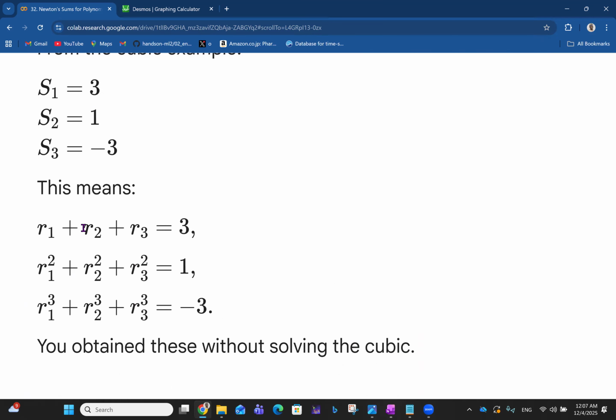So here you have the roots directly added together, you have 3. Then if you square each root and add together, you get 1. And then you have this whole thing again, R1 cube plus R2 cube plus all this. So you obtain this without solving.